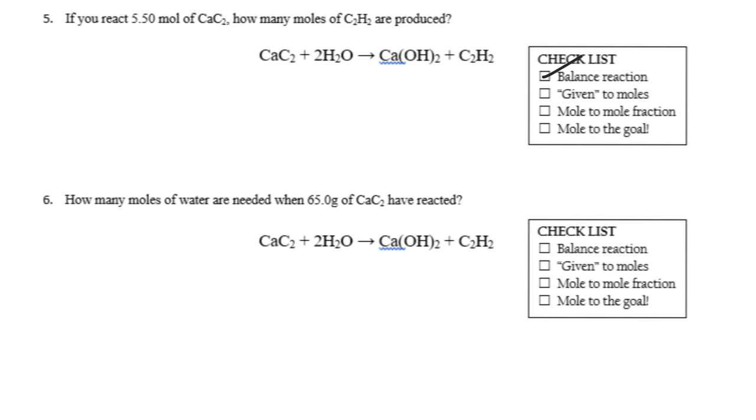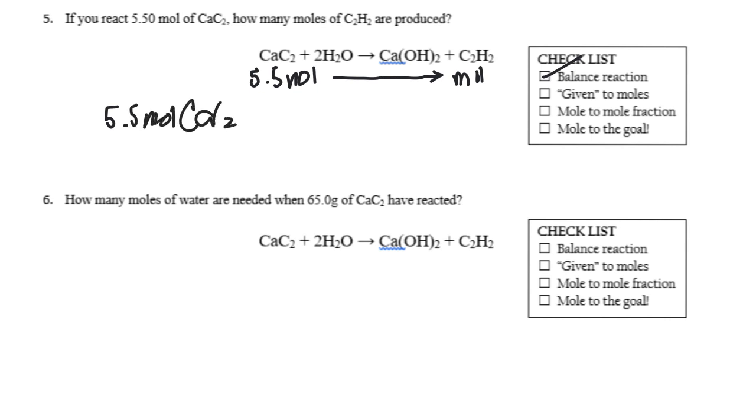Next, I set up my game plan. 5.5 moles CaC2, so I'm going to put that right below CaC2. I want to get to C2H2 and I want to get to moles. So all I have to do, cross the bridge using my coefficients. So this one is just like what we did when we first started doing stoichiometry. Easy, easy, easy.